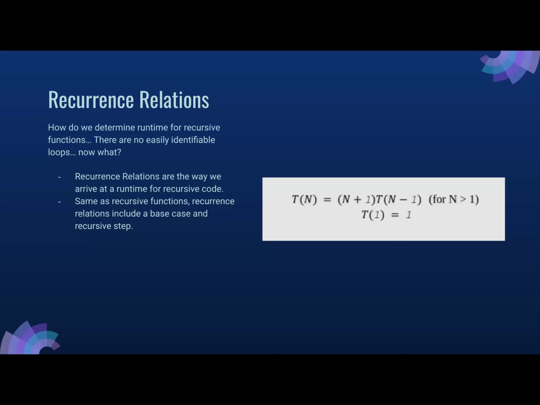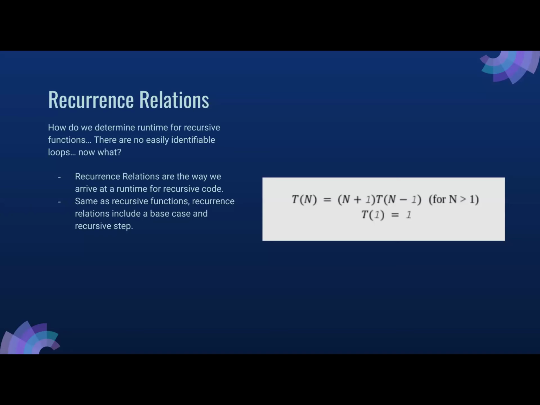As we saw when we were looking at code, we could look at a bound on the top, we could look at a while loop, we could look at a for loop, we could check all these bounds, but in recursive code, it's not that easy sometimes. There's a lot of complex stuff going on, a lot of different operations that we have to consider. And so recurrence relations are basically the way that we come to runtime for recursive functions.